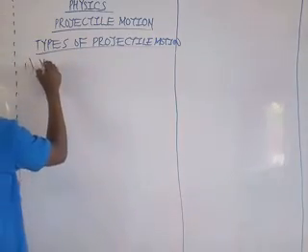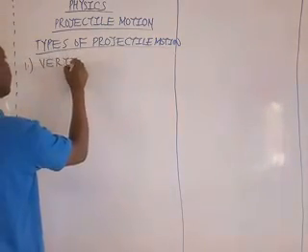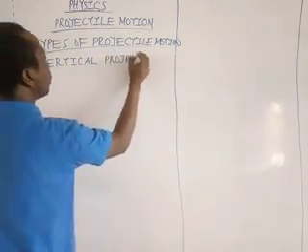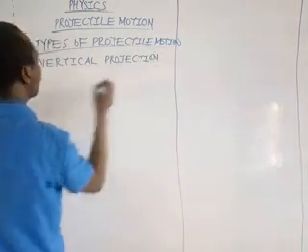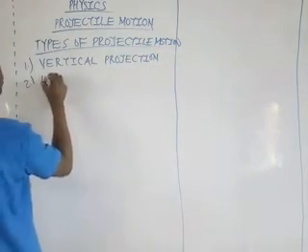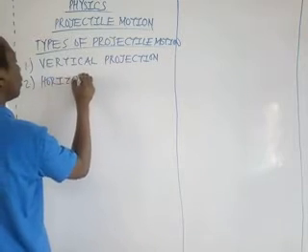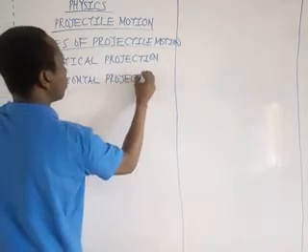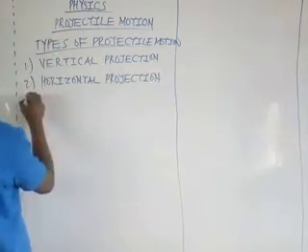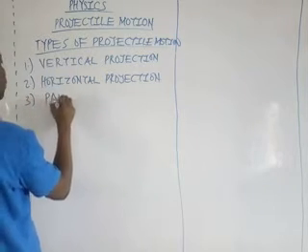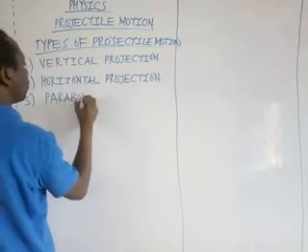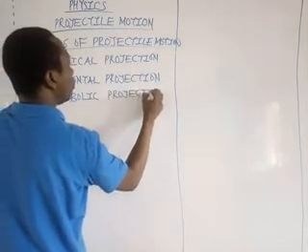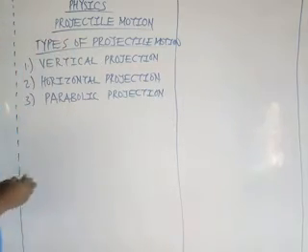Number one, vertical. We call it just vertical projection to save time. Number two, horizontal projection. And number three, we have parabolic projection. So we pick these types one after the other.